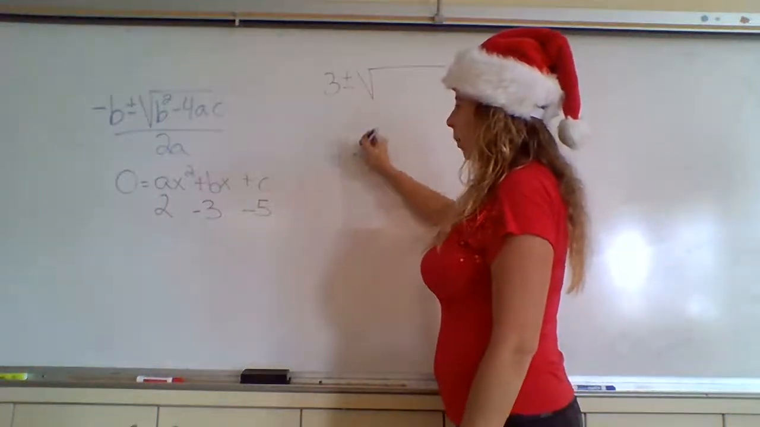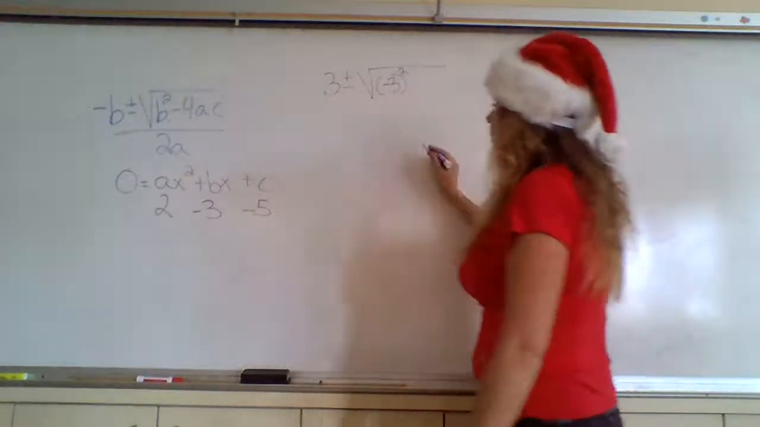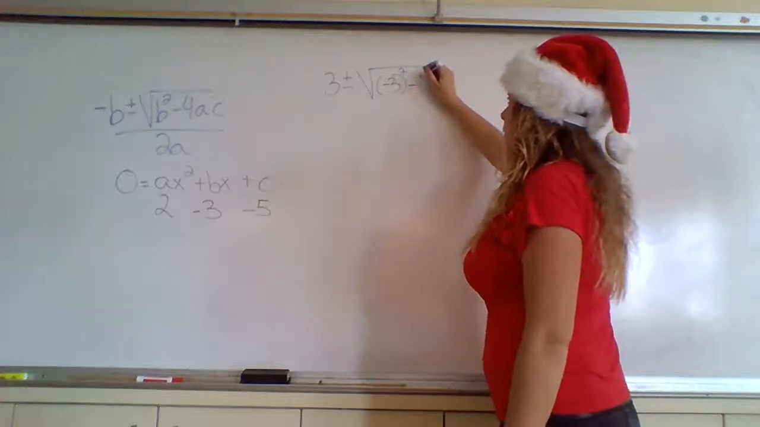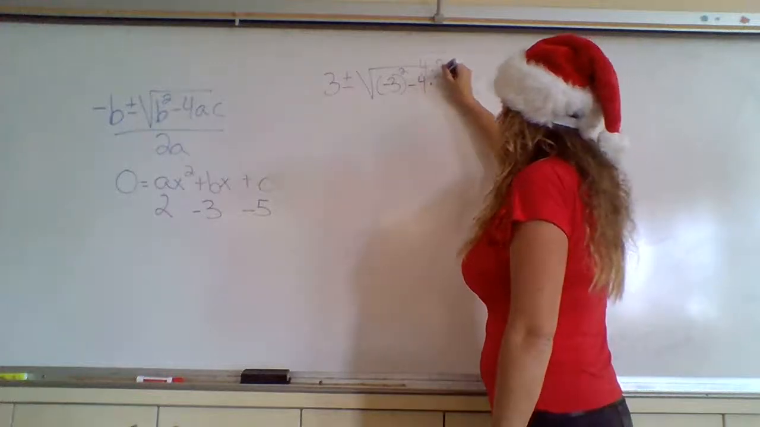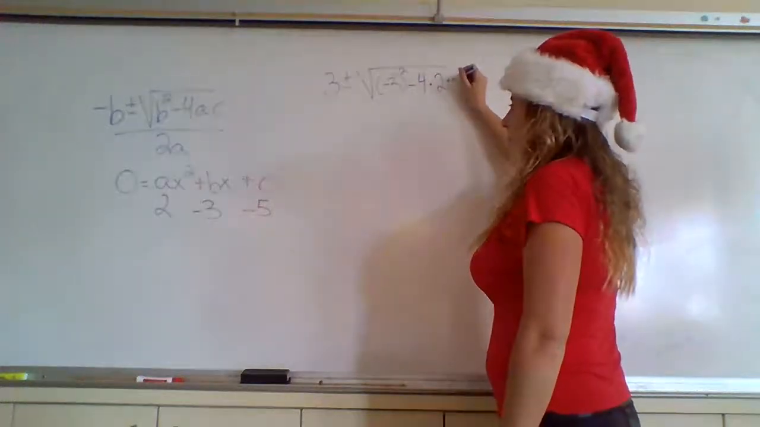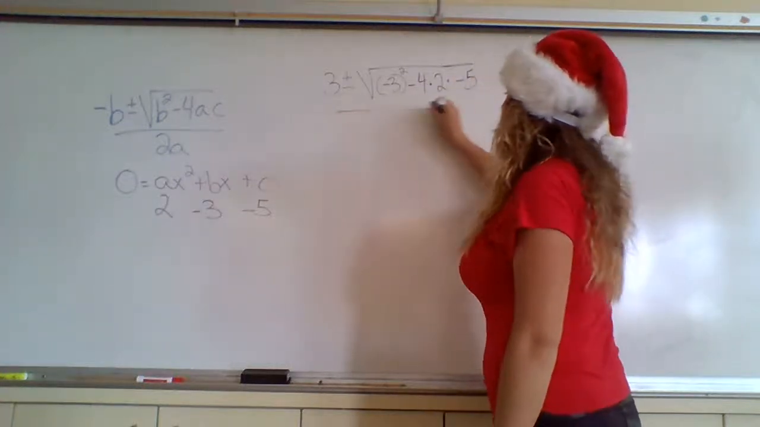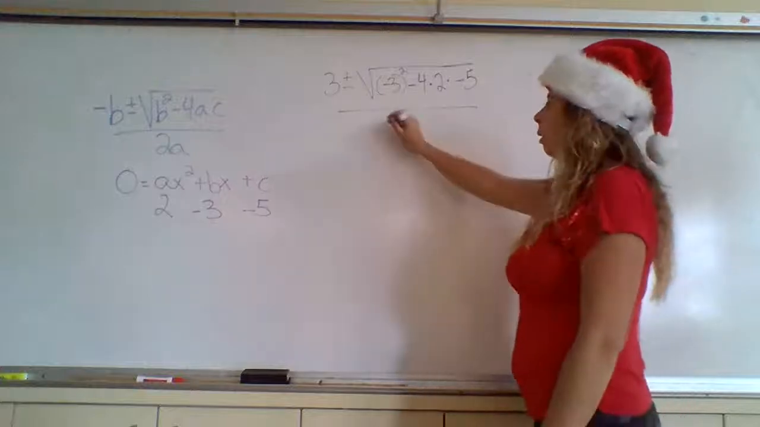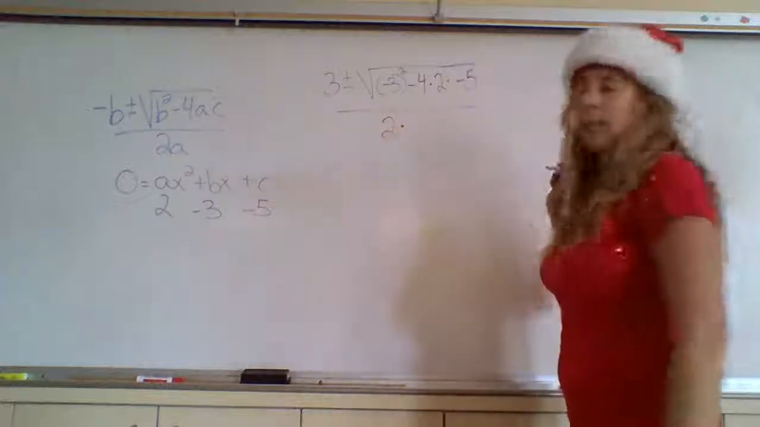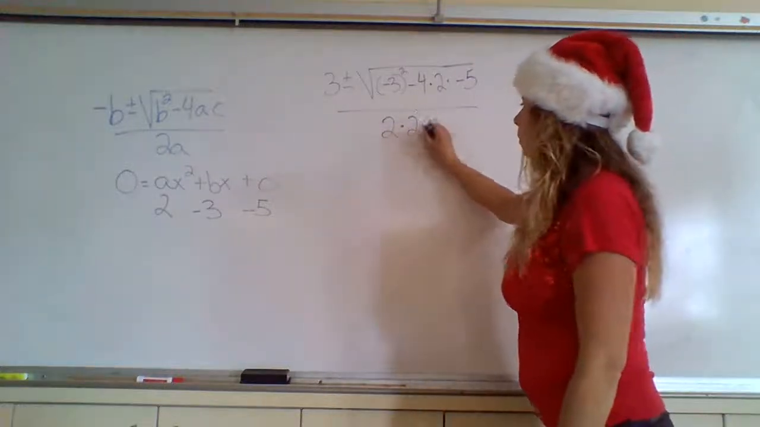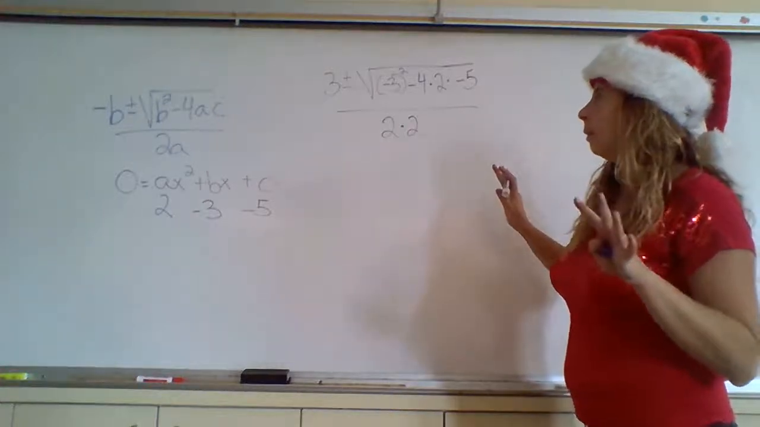B squared. So b is -3. I'll write it out. So (-3) squared minus 4 times a times c. So 4 times 2 times -5. As always, be careful with your negatives. All over 2 times A. 2 times, what is A? A is 2. Ta-da! All right. Whew. All I did was substitute everything in.